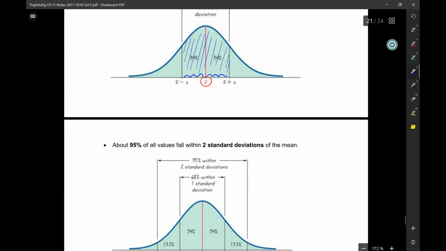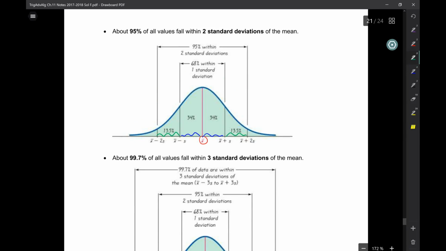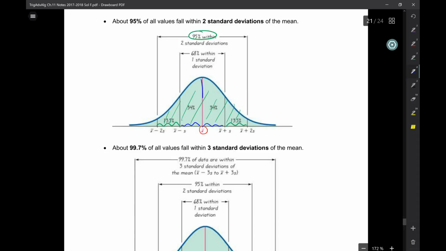Okay. If you go 2 standard deviations above, so here is the mean. Okay? I went 1 standard deviation. Now I go another standard deviation. Now, within this total region, you have 95% of the data. All right, and the 95% is distributed symmetrically. So 34, 34, 13 and a half, 13 and a half. Together, it's 95%.